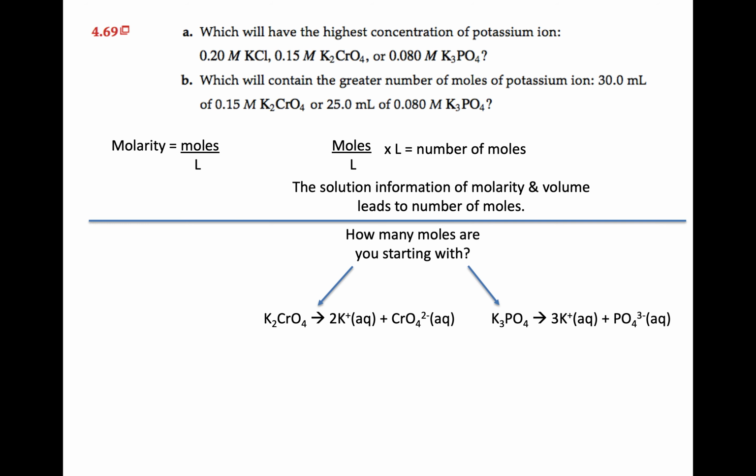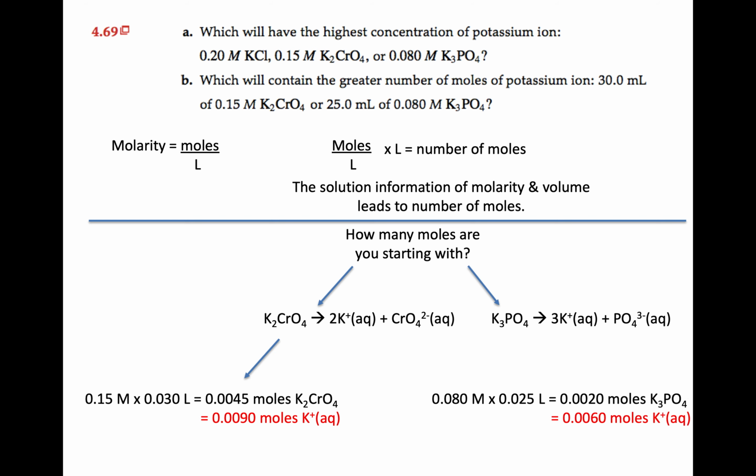So in this one, we know in each case how the solute dissociates. If we know how many moles we start with, then we can know how many moles we're going to finish with. How do we figure out how many moles we start with? We're going to use that solution information and then account for how it dissociates. There's my answer for how many moles of potassium ions I get in one case and in the second.